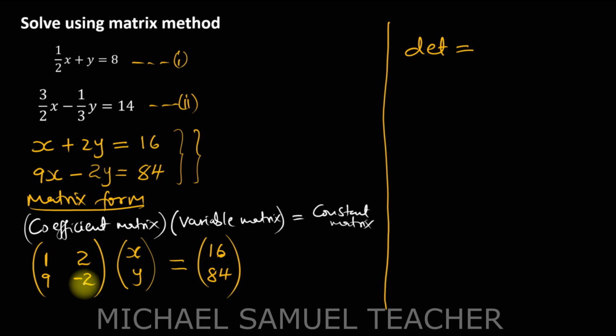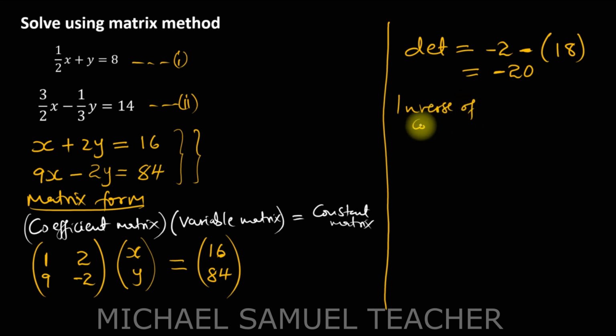The determinant of the coefficient matrix is the product of the elements in the main diagonal, that is 1 times minus 2, which is minus 2, minus the product of the elements in the other diagonal, or the secondary diagonal, that is 9 times 2, which is 18. So minus 2 minus 18 is minus 20. Also I need to get the inverse of the matrix. That is the next step, the inverse of the coefficient matrix.